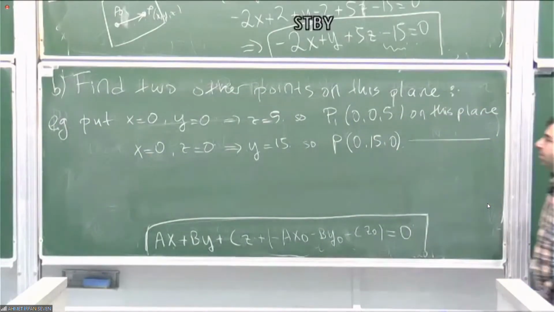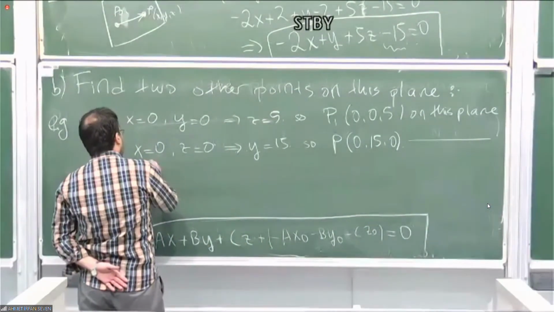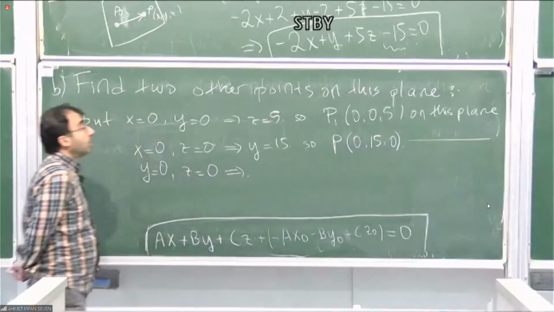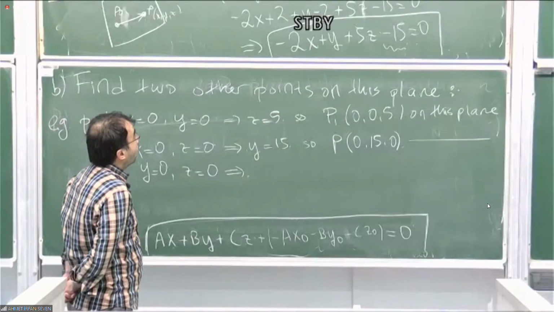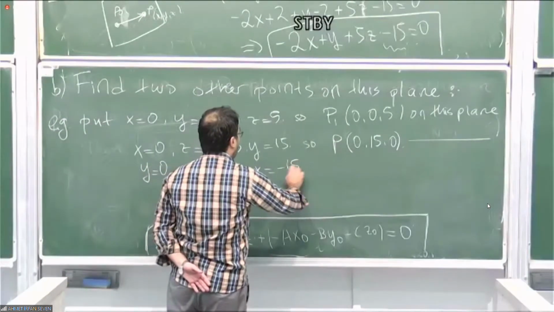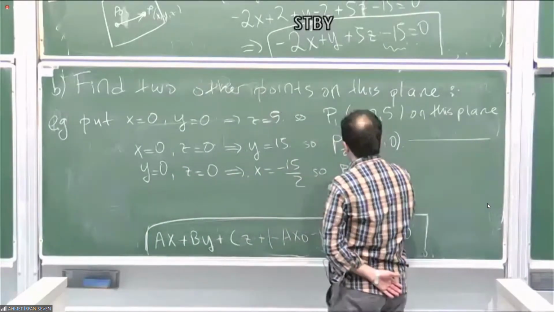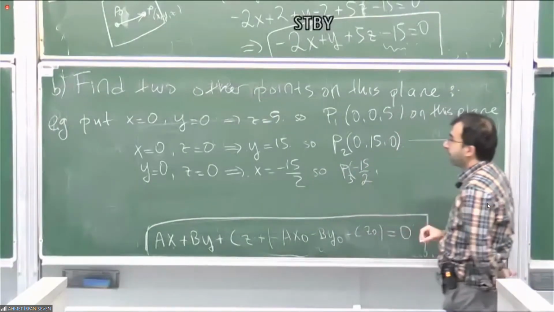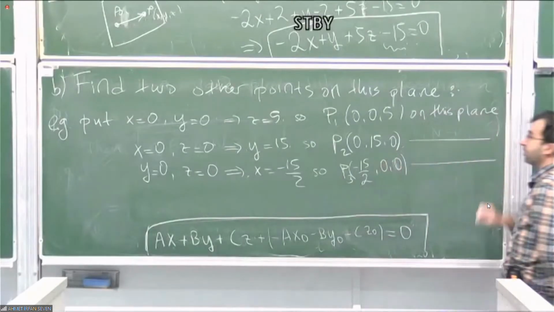Okay. Let's find other points. Let's consider putting y equals 0, z equals 0. Then what will be x? X will be minus 15 over 2. So let's call this one P3, minus 15 over 2, y is 0, z is 0. This will be also on this plane.